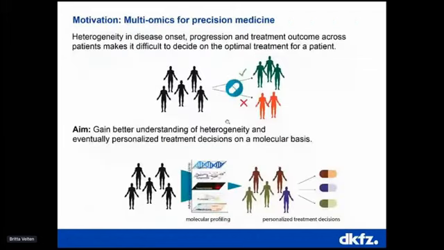And just to give you one motivation where this is of importance, let's turn to clinics. Here in clinics, the heterogeneity across patients in terms of disease onset, disease progression, or treatment outcome is still a major challenge because it makes it very difficult to decide for the optimal treatment of a patient. While some patients respond very well to a certain drug, other patients do not respond to it or suffer severe side effects. And with multi-omics approaches, we hope that we can gain a better understanding of this patient-to-patient heterogeneity and eventually enable personalized treatment decisions on a molecular basis.